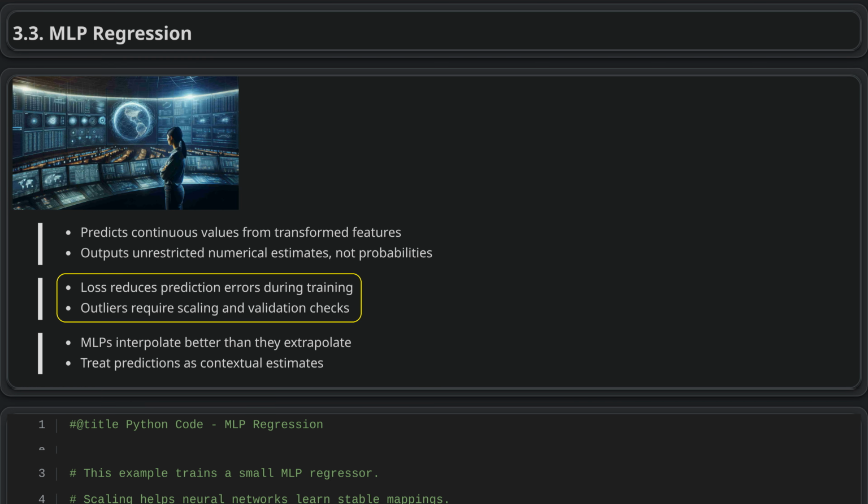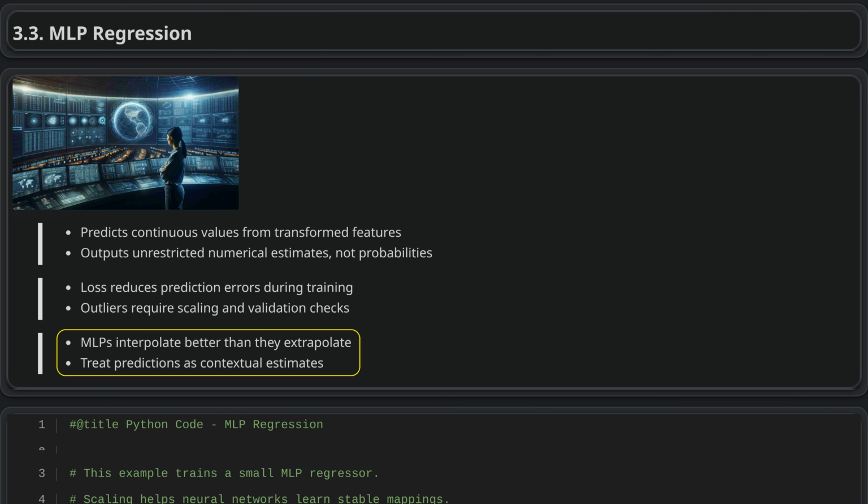To interpret performance well, prepare the data carefully by scaling inputs, checking target distributions, and comparing training results with validation results. A multi-layer perceptron regressor makes predictions by learning patterns from its training data, so its results are most reliable for inputs similar to what it has seen before.